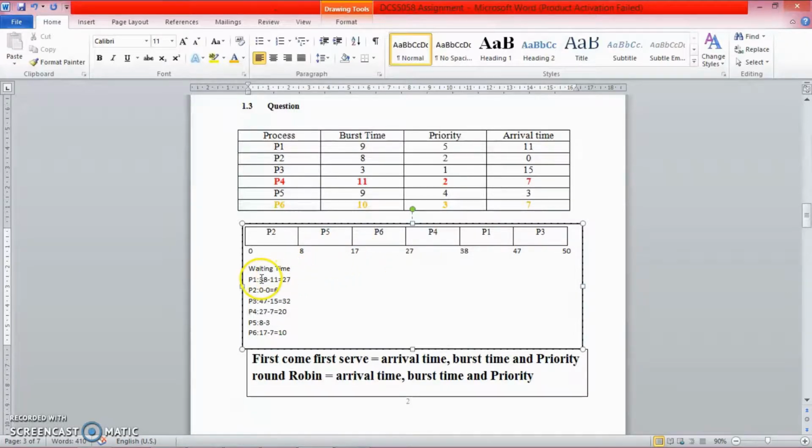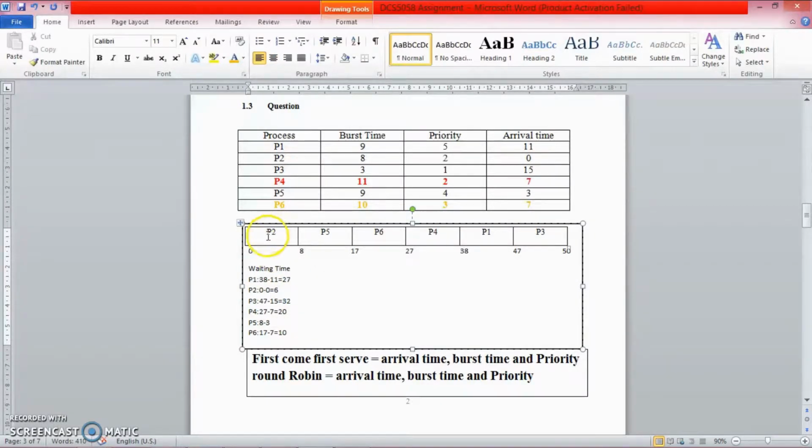Okay, for P1, how to calculate the waiting time? So now let's see, you got P1 here. P1 starts at 38 but its arrival time is 11. So you have to minus. 38 minus 11. Sorry, I should use the arrival time here, supposedly. So put 11, and you will get 27.